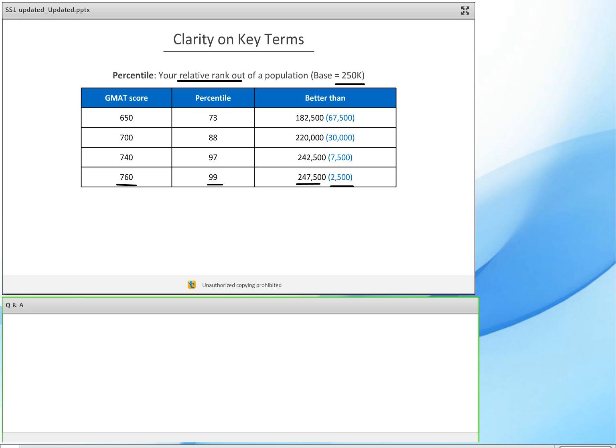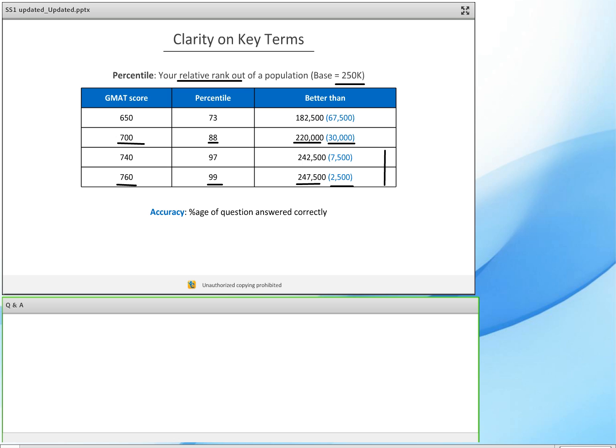If you score 700, which means you get 88 percentile, you're better than these many students, or you're amongst the top 30,000 students. When you think about the number of seats in the top 15 odd B schools, that's about 10,000 seats or so. And that's why if you are in that 740 to 760 bracket, you're a very precious commodity for these schools. There's another term which is very common in the context of GMAT preparation, which is accuracy.